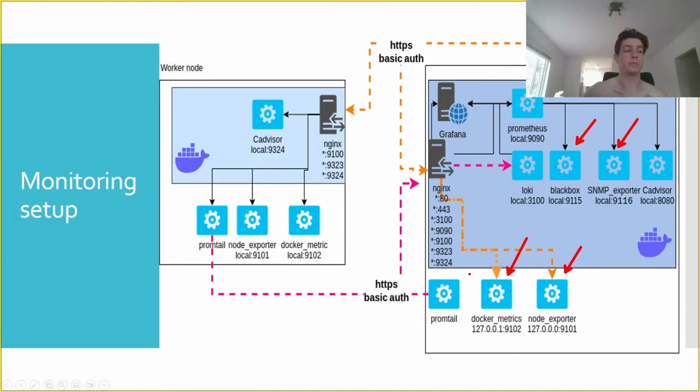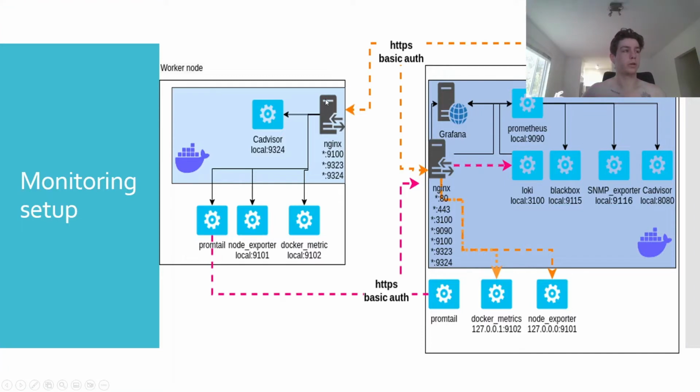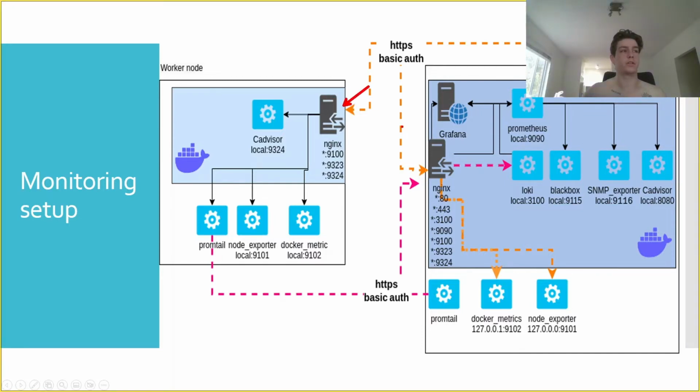And then we have the Promtail agent, which is configured to scrape logs from /var/log and also from some locations where I stand up containers and get them to write their logs. So that's the monitoring node, and then on the worker node over here we have nginx. We also have nginx here. So nginx listens on a whole range of ports.